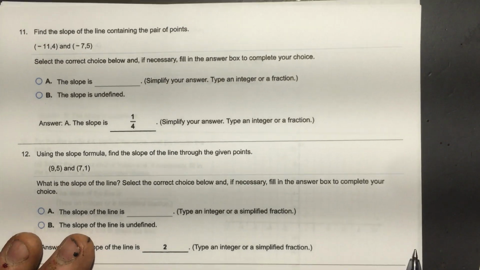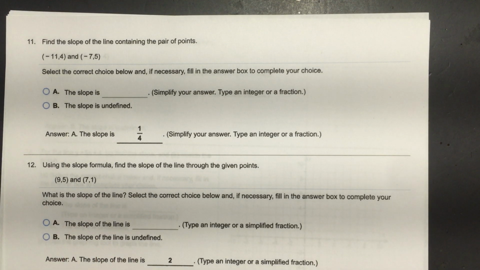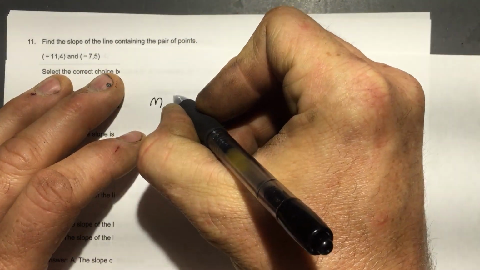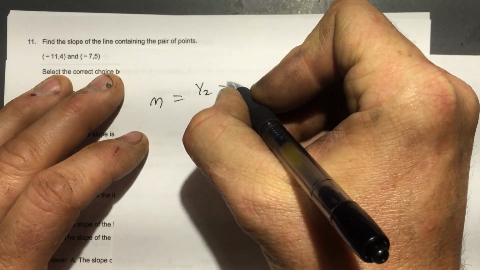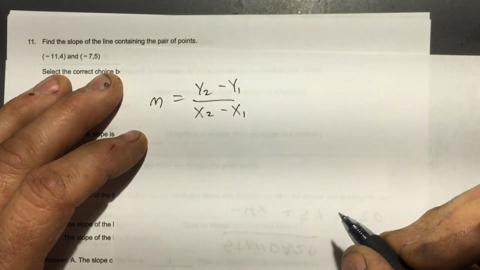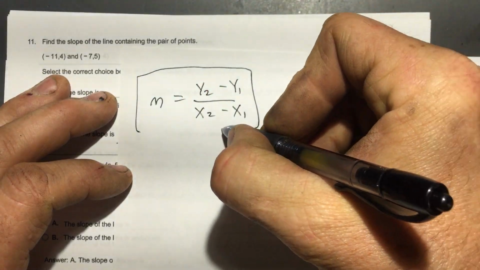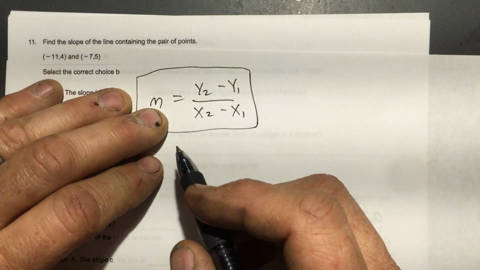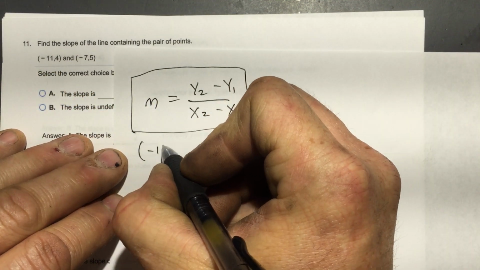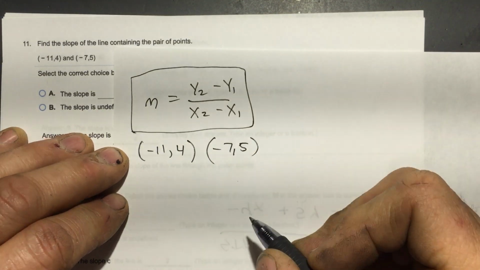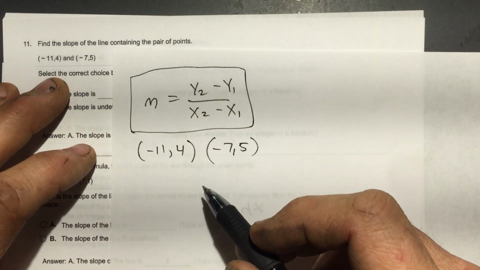All right, look at number 11 here. All right, number 11, find the slope of the line containing these pairs of points. All right, here's where we're going to bring the slope formula back in. Slope equals the y from point 2 minus the y from point 1 over the x from point 2 minus the x from point 1. This is the slope formula. We're going to use that for this problem here. All right, so now I'll draw my 2 points here, negative 11, 4, negative 7, 5. Here's my 2 points. Okay, so you can see them a little bit better.